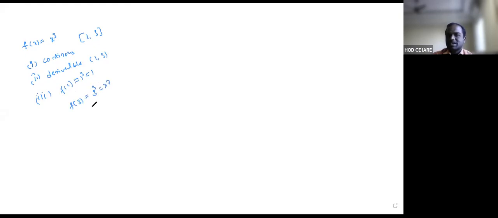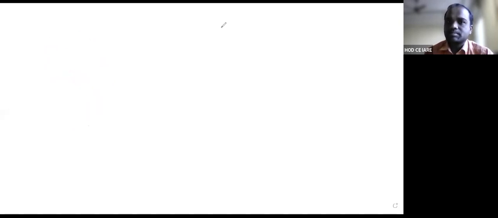But our condition is that f of 1 and f of 3 should be equal. They are not equal. The third condition is not satisfied. Rolle's theorem is not applied. Not applied because of the third condition. Next. Write down the problem.